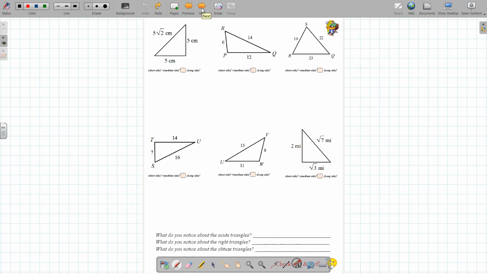And your goal is to find a pattern after you do all of these, to find a pattern that answers these 3 questions. Do these 2 pages, then correct your work, and continue with the video. Pause the video and do these 2 pages.